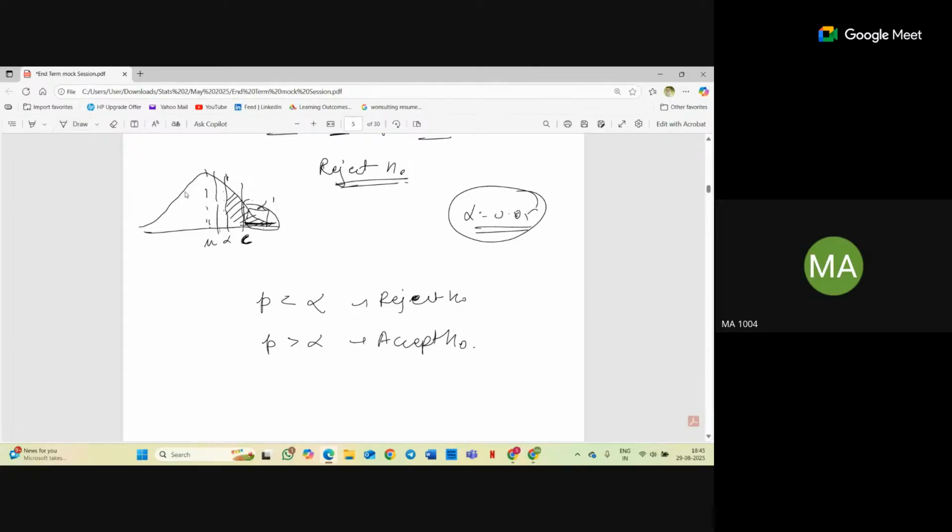Okay. And whether it's a left-tailed or a right-tailed test, madam, normally the rejection region condition for the left side is X bar less than C. That is the condition, right? So how can we correlate this with P and alpha?